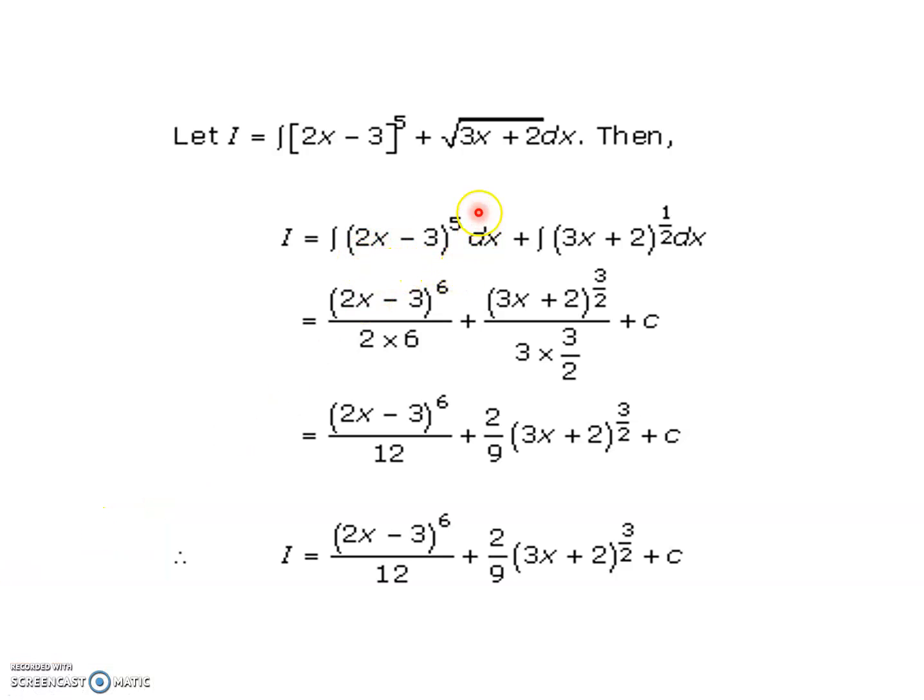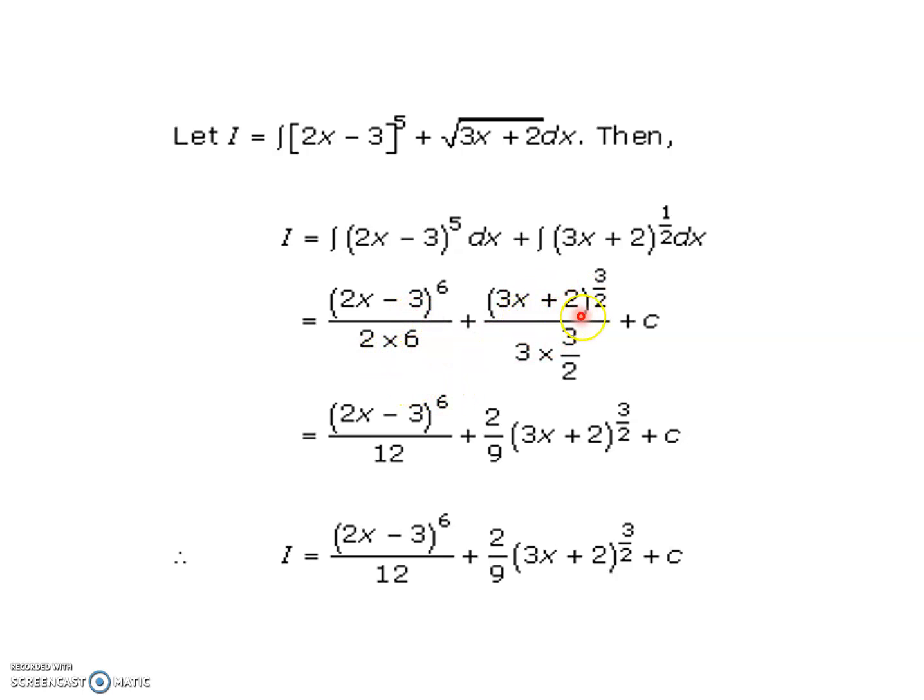The integration of (2x minus 3) raised to 5 is (2x minus 3) raised to 6 upon 6, but the derivative of this bracket is needed. The derivative of 2x is 2, x's derivative is 1, that's why 2. The derivative of the constant is 0, that's why 2 into 6.